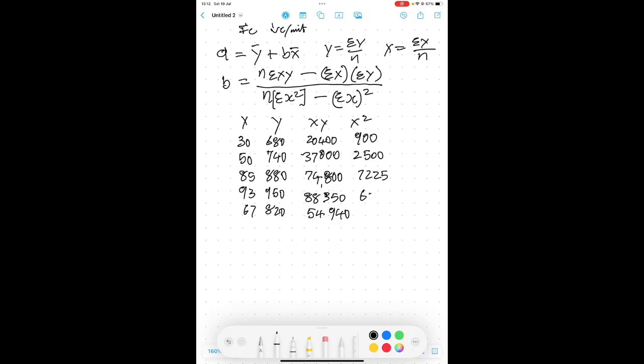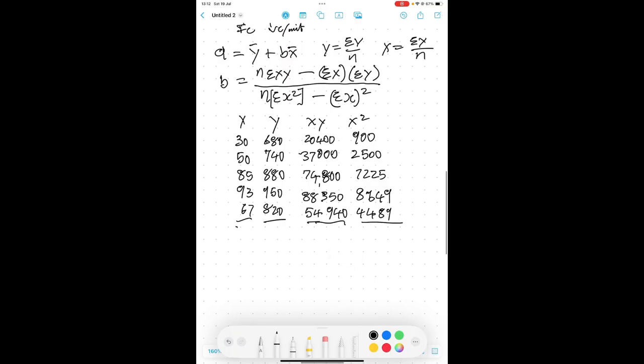This is supposed to be 8,649, 4,489. Sum all these items, and we will have the totals: 325, 4,070, 275, 490, and 23,763.